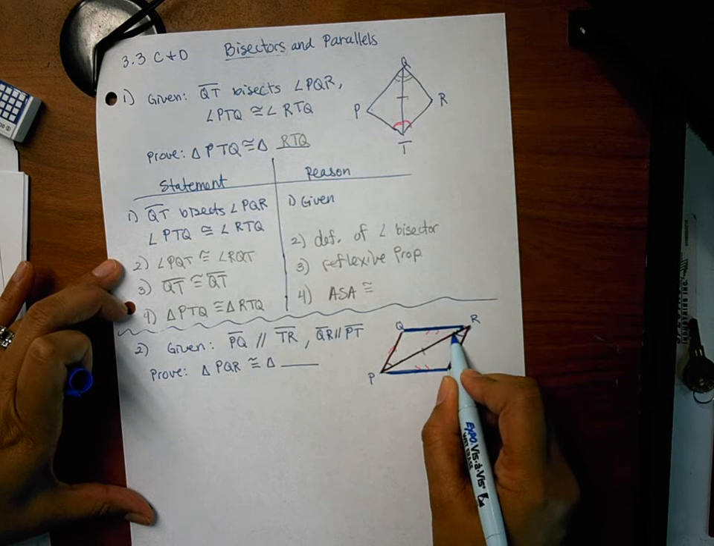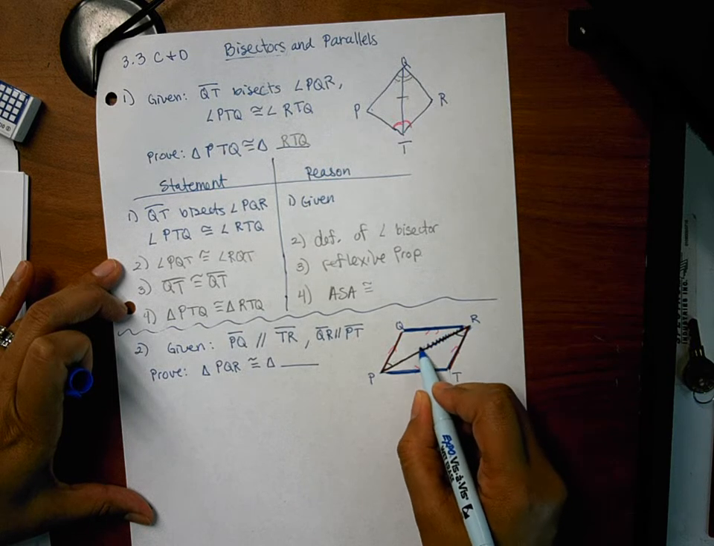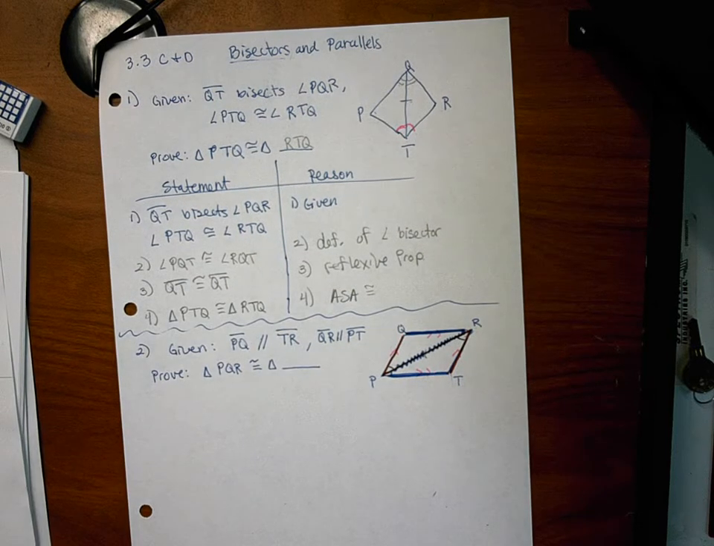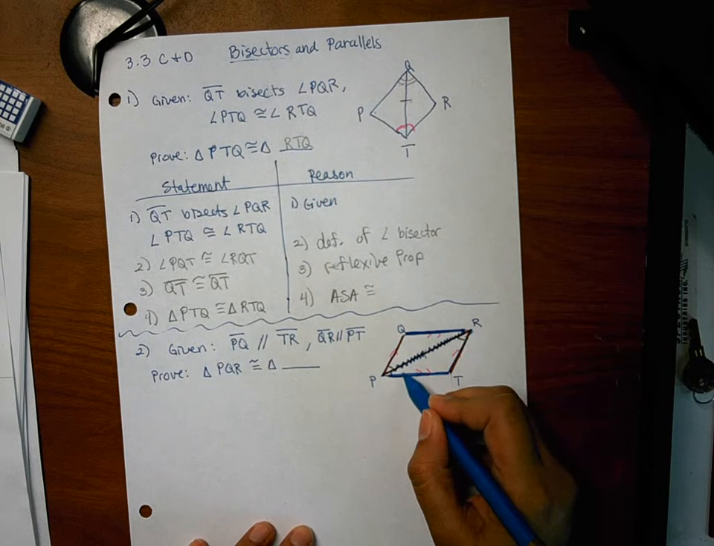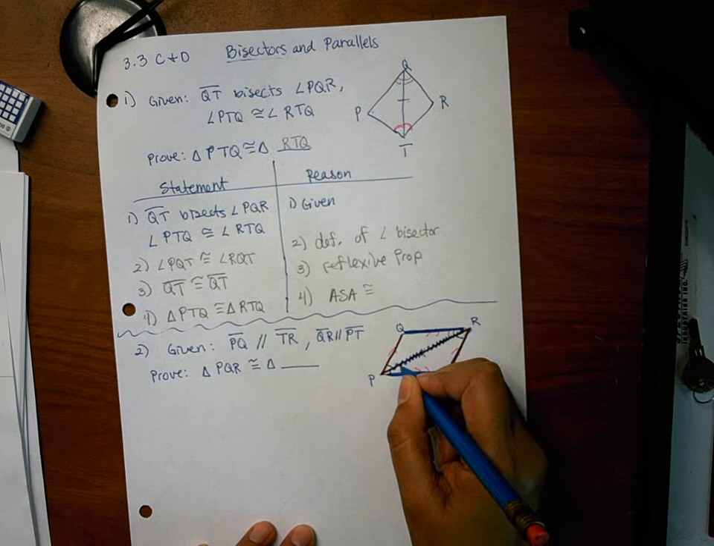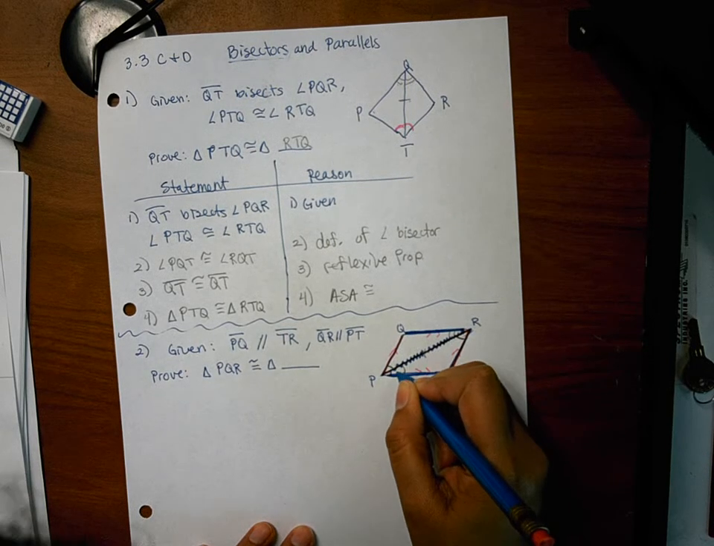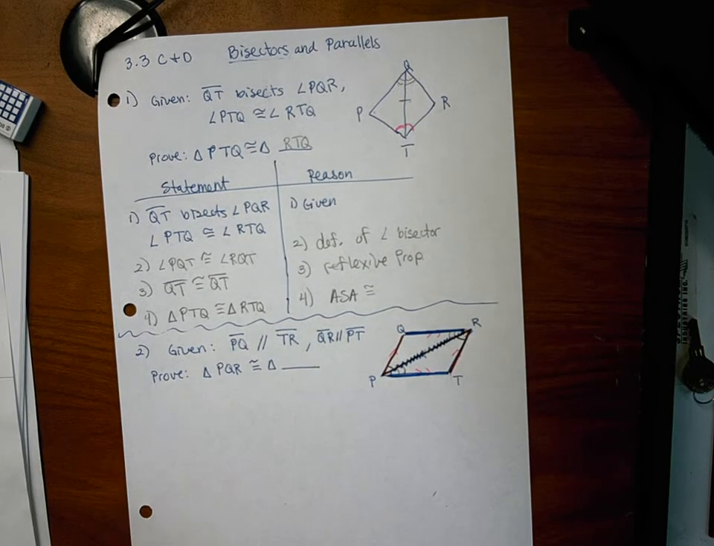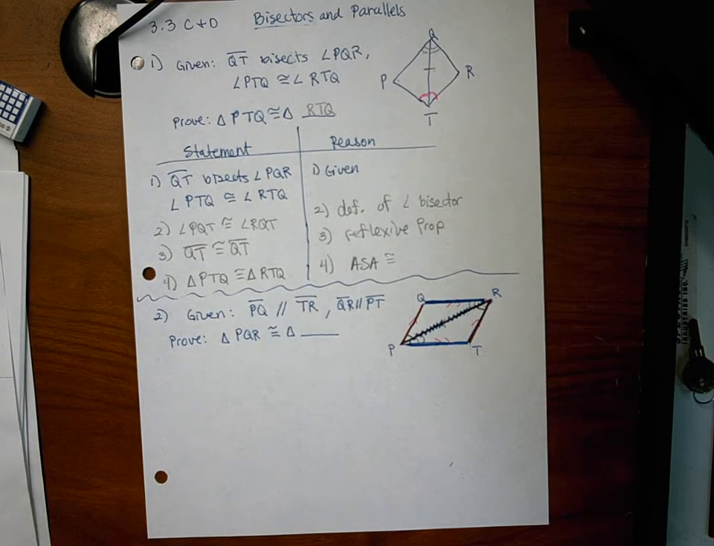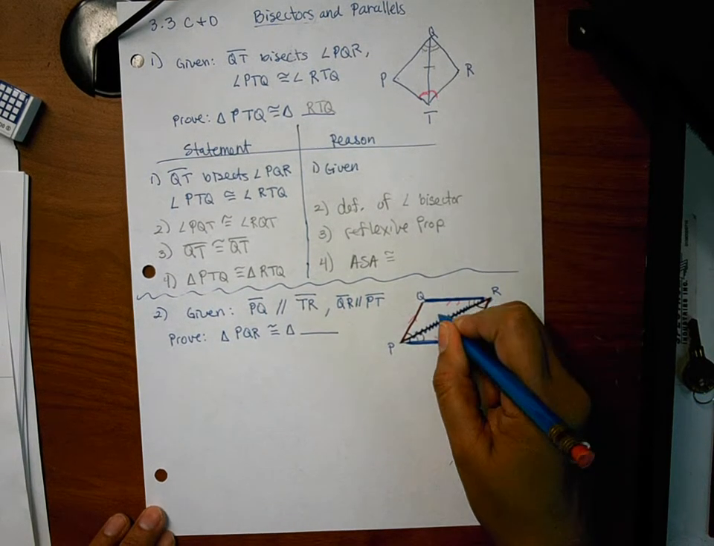QR is parallel to PT. Now, this transversal is going across this way. I have another set of congruent angles. That's this corner and this corner. This Z is not backwards this time. So that corner and that corner. All right, those two angles are congruent because alternate interior angles are congruent when lines are parallel.